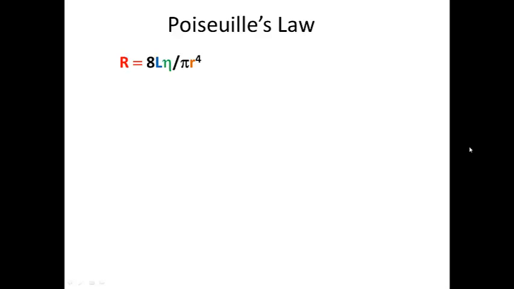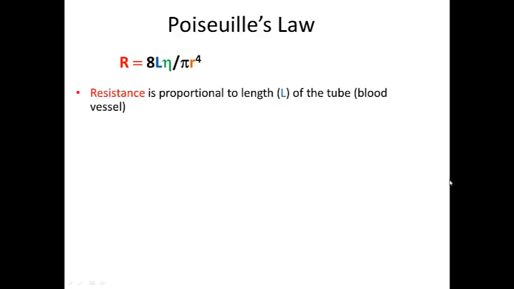And we can look at this with Poiseuille's law. An old French scientist came up with this. This nasty-looking equation applies the same to plumbing as it does to your body. Luckily for you guys, luckily for me, we're going to simplify it a little bit. But basically, let's start by looking at the R in red is resistance, and that's going to be proportional to the length of the tube.